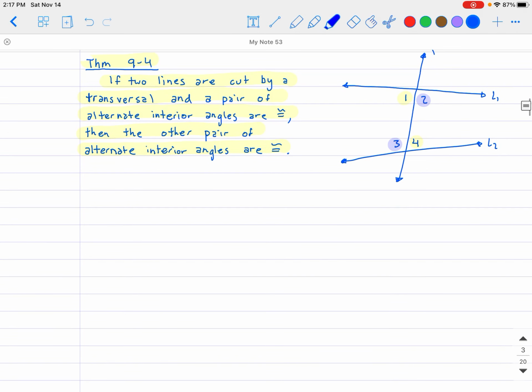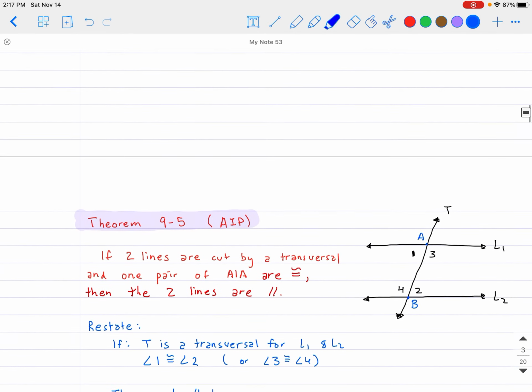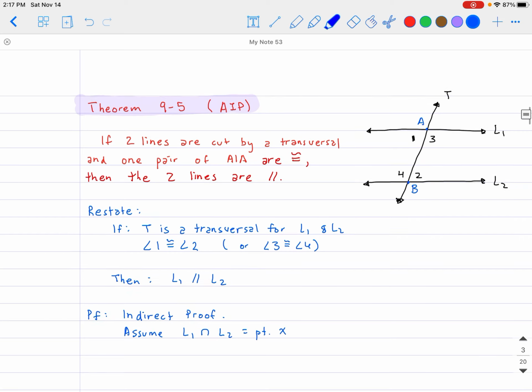Now let's go ahead and put it all together and see what it is that we want out of all of this. This is the main entree, I suppose you can say. So this theorem 9.5 is the one that we're going to be keeping out of all of this. Here is what it says: if you have 2 lines that are cut by a transversal and 1 pair of alternate interior angles are congruent, then the 2 lines are going to be parallel.